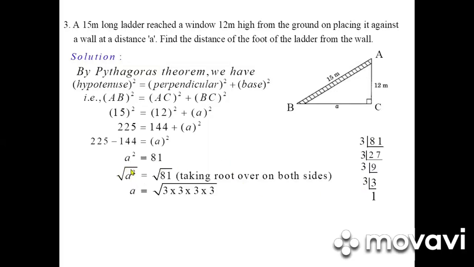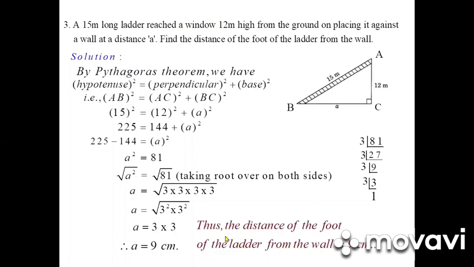Taking the square root of a square, removing the square by the square root, we get a. Writing 81 as the product of prime factors, 3 into 3 into 3 into 3. Here, 3 into 3 means 3 squared, and 3 into 3 means 3 squared. Squares are removed when the root is taken. So a is equal to 3 into 3. Therefore, the length of a is equal to 9 centimeter. Thus, the distance of the foot of the ladder from the wall is 9 centimeter.